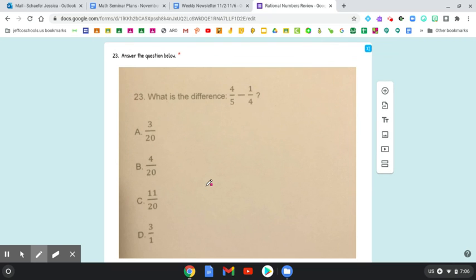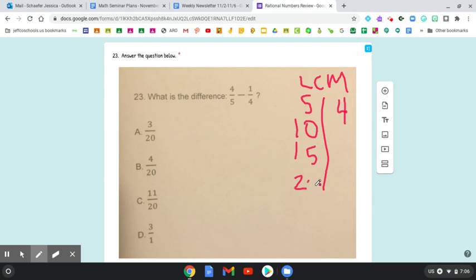23, you have another problem, but it's a subtraction. So I want to do LCM, but with 5 and 4. 5s are going to go 5, 10, 15, 20. 20 will eventually work with 4. 4s go 4, 8, 12, 16, 20. So my LCM is 20. That's going to become my denominator.